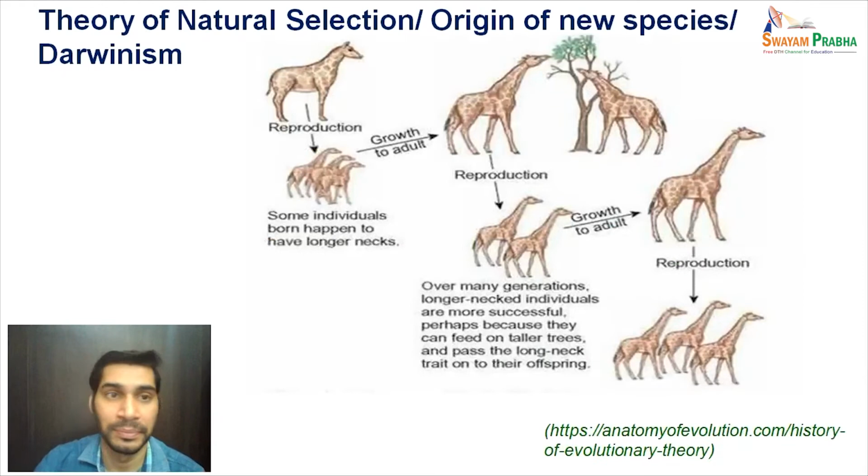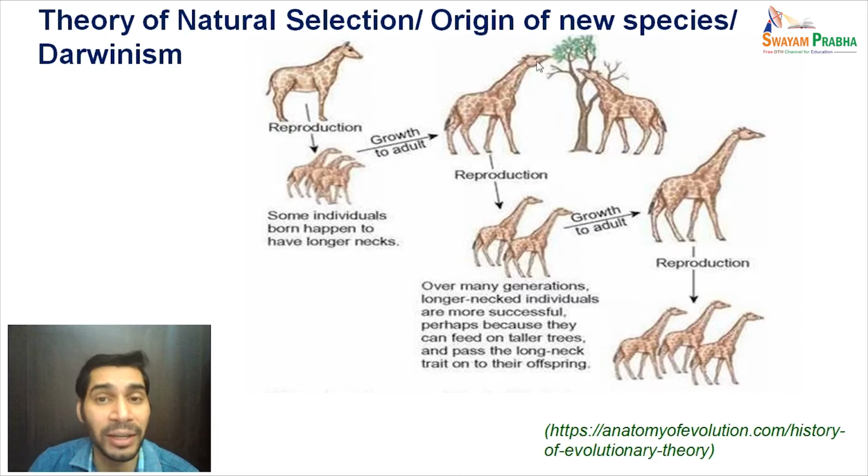Now, the same example of giraffe which we discussed in case of Lamarck, let us discuss the same story in the Darwinian way. According to the Darwinian view, when the giraffe reproduced, it had a variety of individuals. Some individuals born happened to have longer necks. So there was already a variation existing. When they grew adult, the ones which had the long neck could survive because they could reach the higher part of the tree to get food in terms of leaves. The rest, which were unable to reach that height, died.